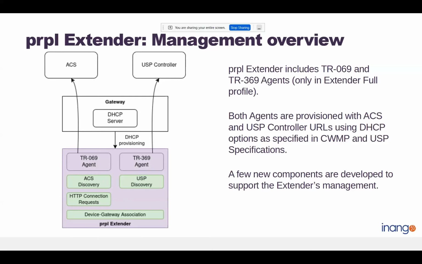It is expected that only one agent will be provisioned at a time, TR69 or USB, but not both. To support extenders management, a few new components were developed. These components are shown in green in this schema.